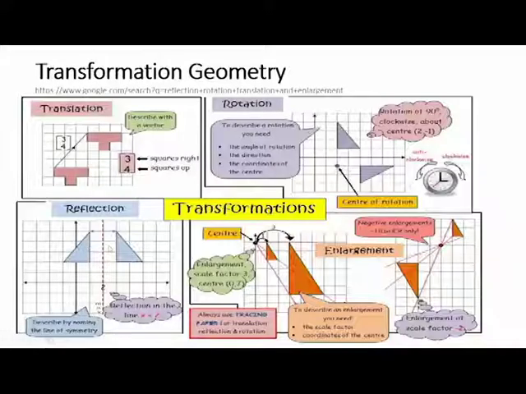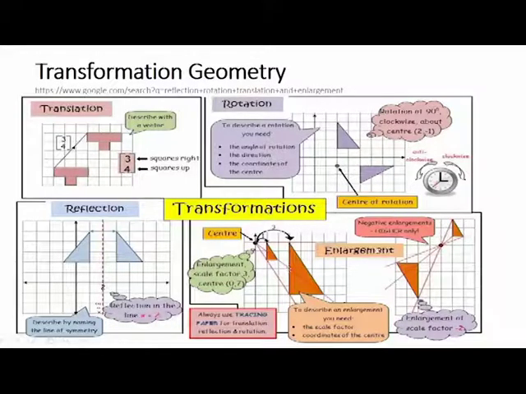We have a reflection. Under reflection, we describe by naming the line of symmetry. Reflection is a flip. There is always the same distance between the two shapes, the object and the image. So we can say that this reflection was done in the line x = 2.